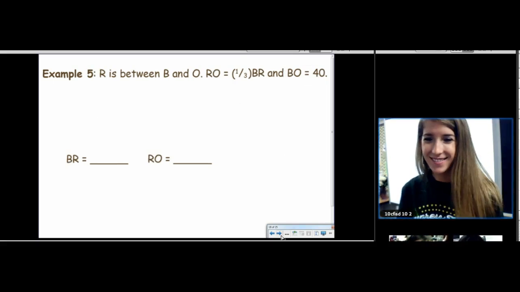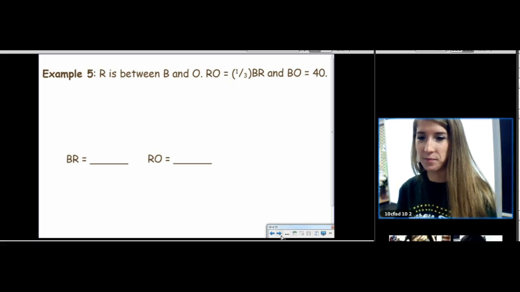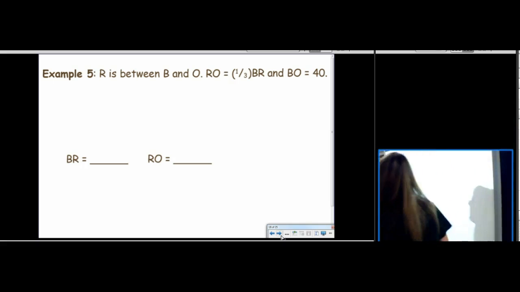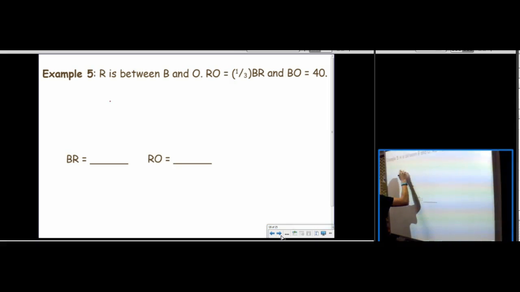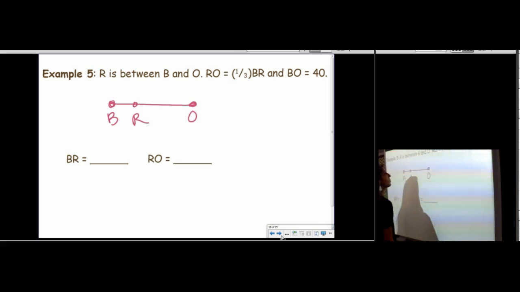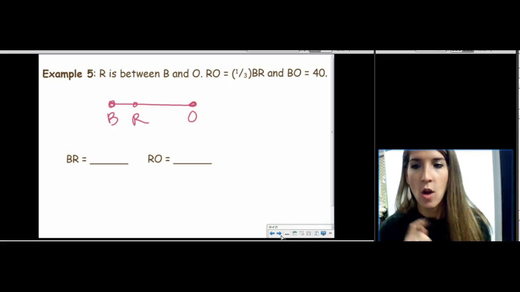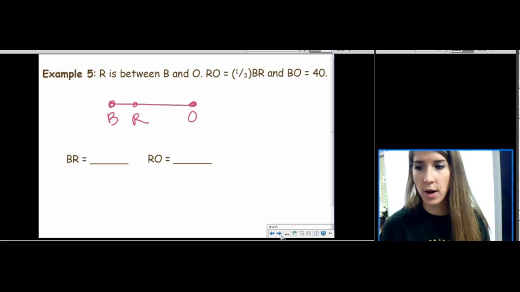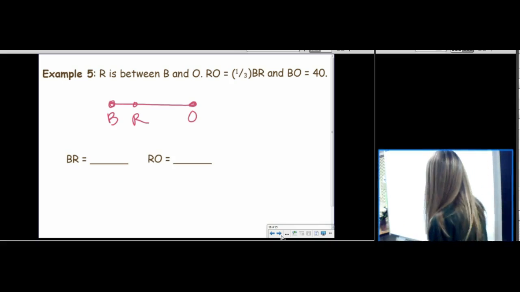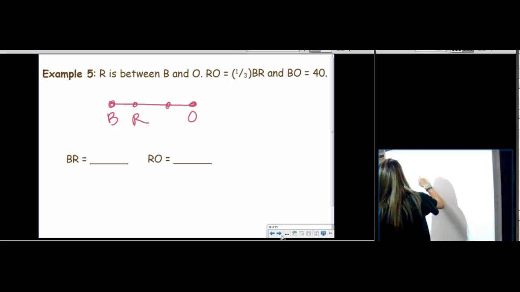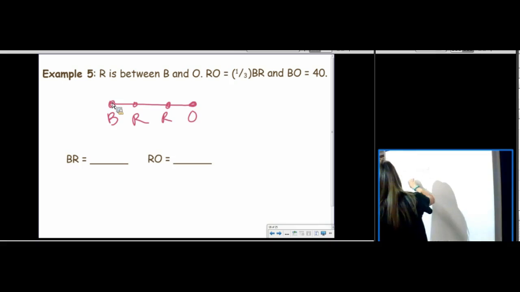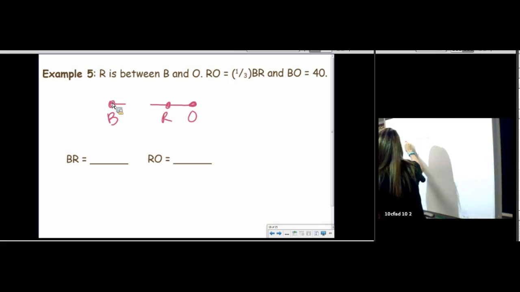Here's one that's not as easy. Try this one. Same idea. We've got segment BRO. Just kidding, you don't call it segment bro, but it does spell bro. RO is 1/3 BR. That's different this time. RO is 1/3 of BR. So technically my picture is not to scale. The R should go here. Not that you have to draw it to scale.